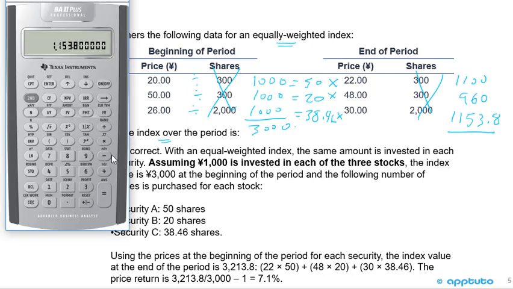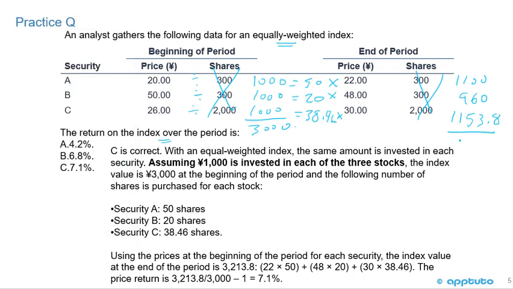So just bring up the calculator. I'm just going to add my 960, and then I'm going to add my 1100, and I'm going to get... one too many zeros. Add the 1100. I'm going to get 3213.8 as my ending. Okay, so then we know how to calculate the return.